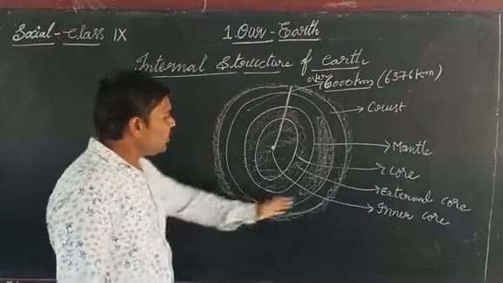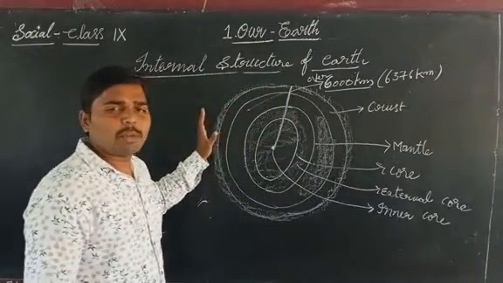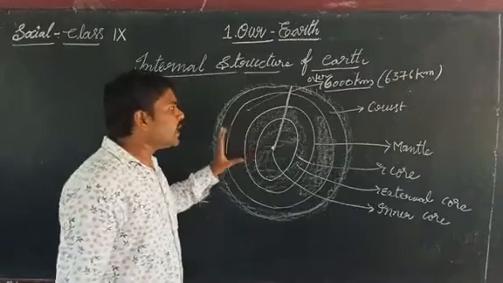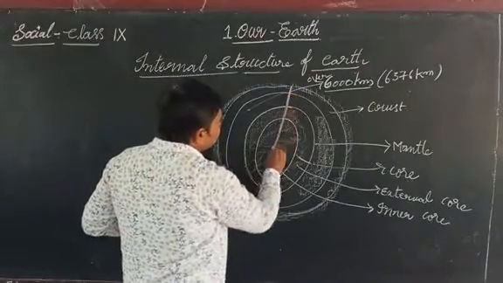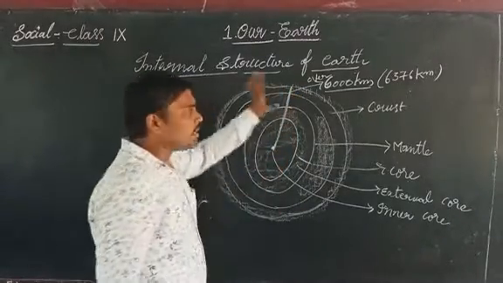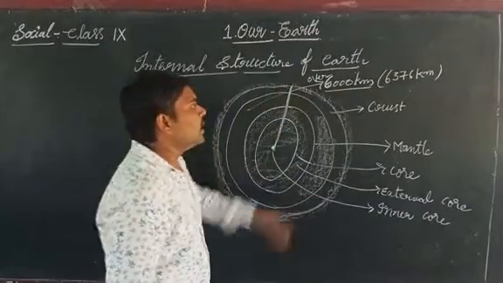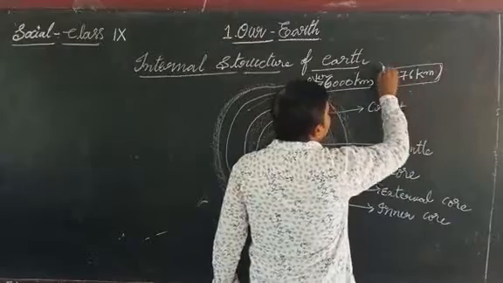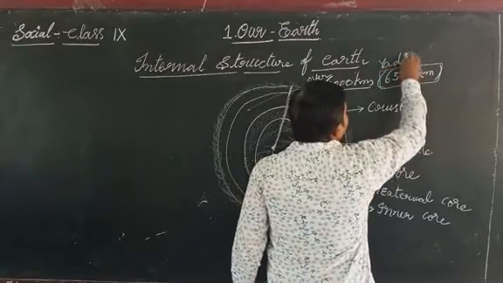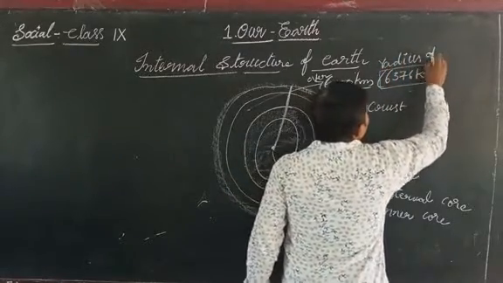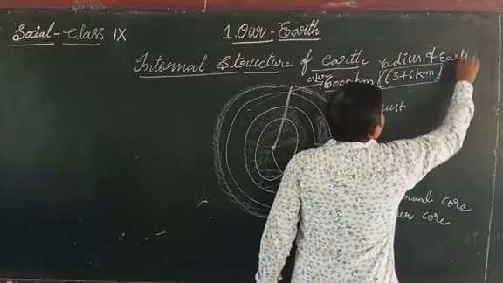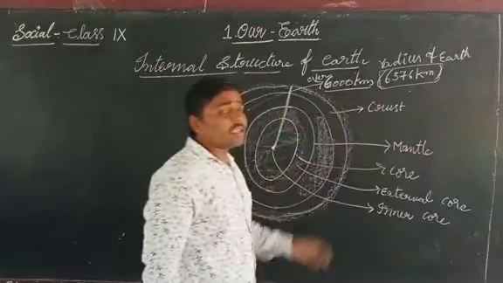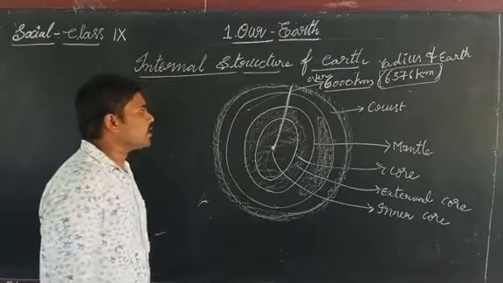Okay, the shape of our Earth is spherical. That's why this entire distance is called the radius of the Earth. This 6,376 kilometers is called the radius of Earth. The radius of Earth is 6,376 kilometers.